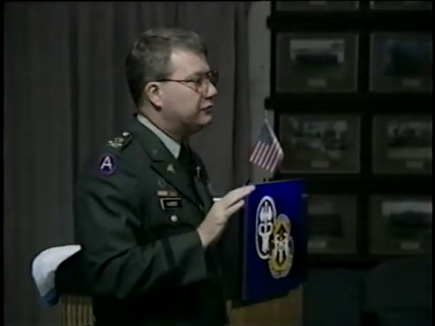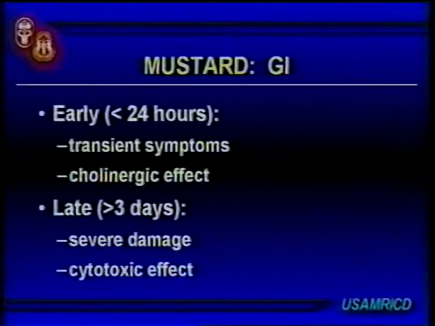In the GI tract, mustard has a cholinergic effect and is very poorly understood or not understood at all. And this is nothing like the cholinergic effect in nerve agent. But there are cholinergic symptoms, mild ones, early on within 24 hours with a significant mustard exposure that can give you bowel cramping, diarrhea, nausea, vomiting. But that's transient, and it's not the same mechanism as nerve agent.